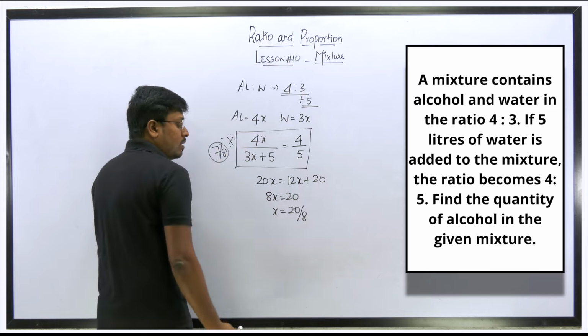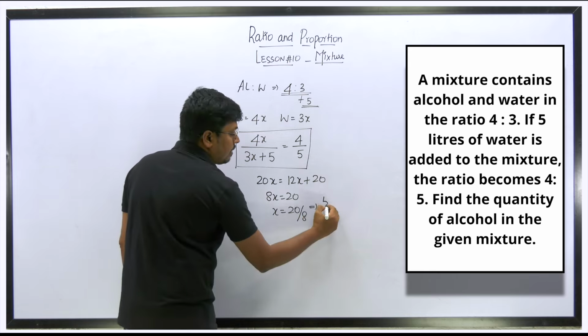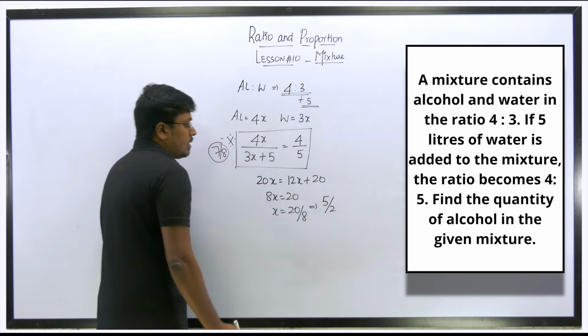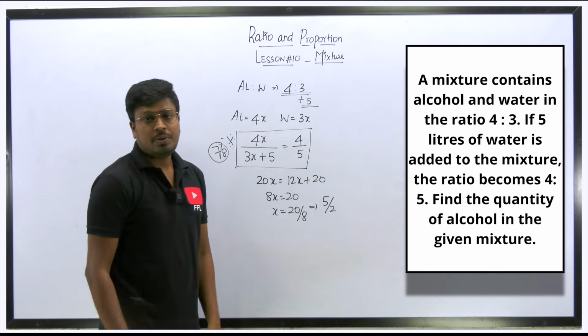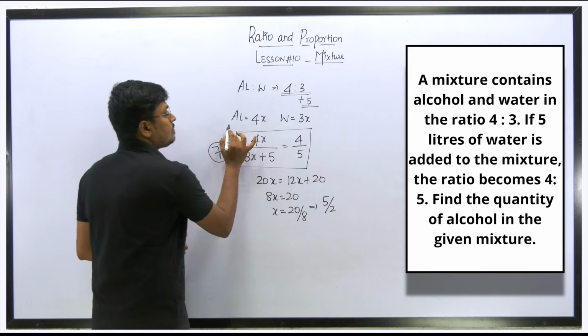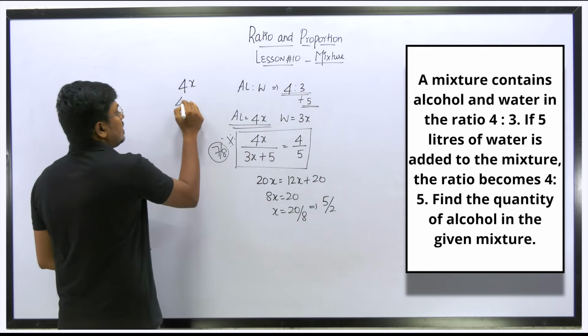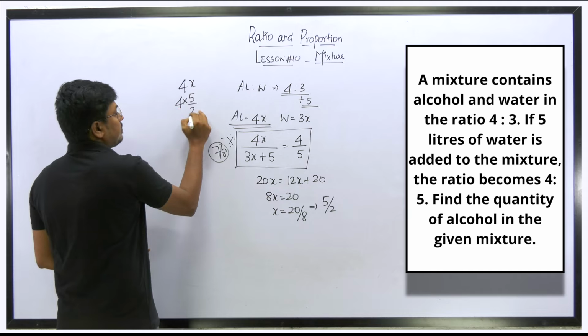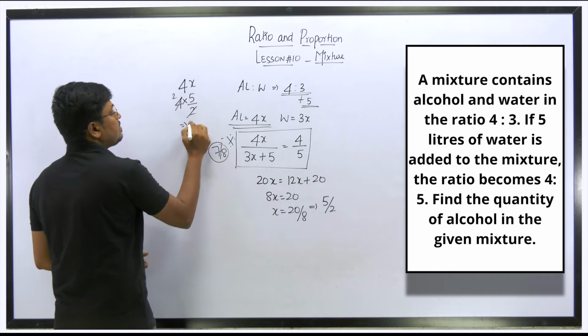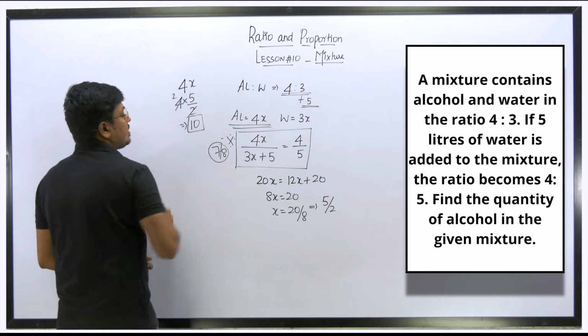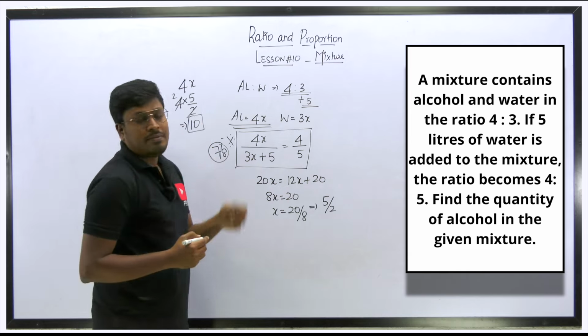So we can cancel it by the 4 table. If you cancel it by the 4 table, this becomes 5/2. So the value of x is equal to 5/2. But our target is to find the alcohol quantity. So alcohol quantity will be 4x. So x is equal to 5/2. When you cancel it, this becomes 10. So finally we can say that alcohol will be 10 liters.